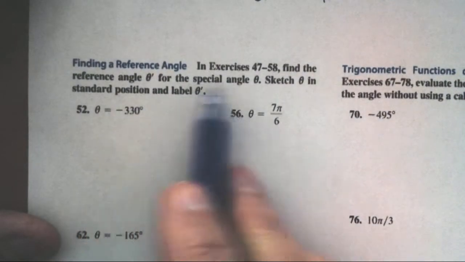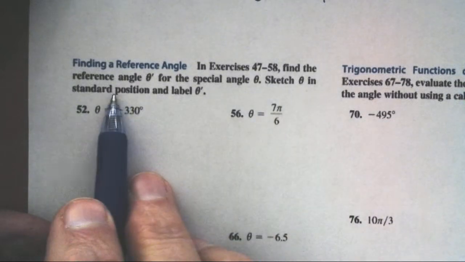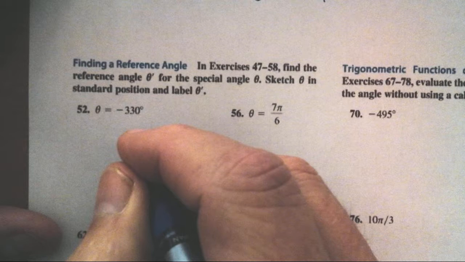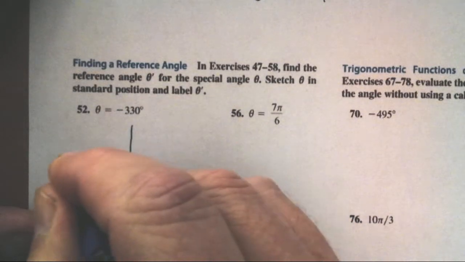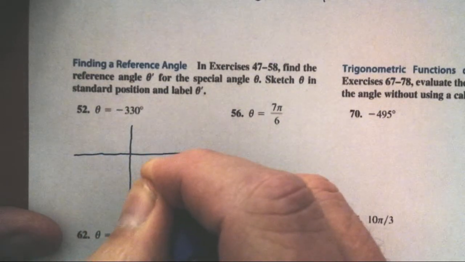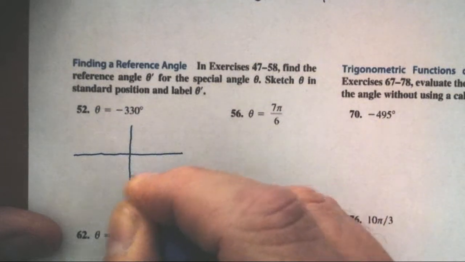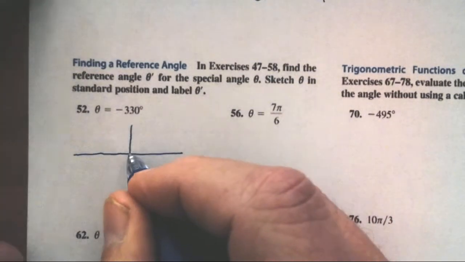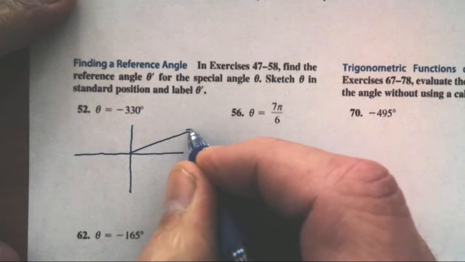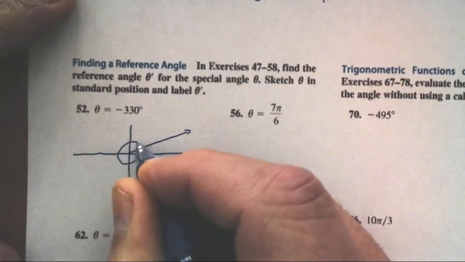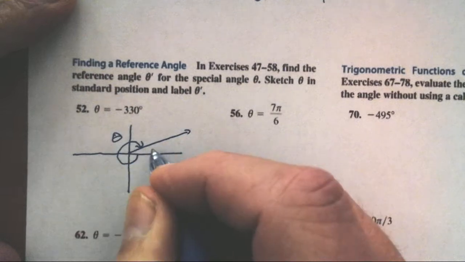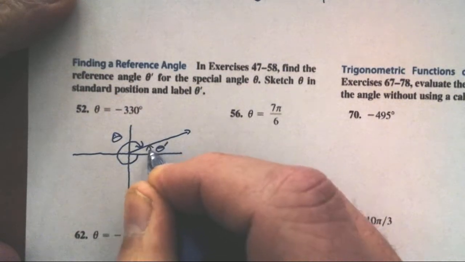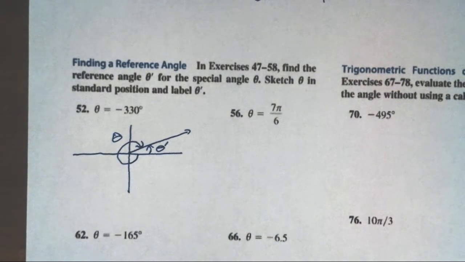Find the reference angle theta prime for the specified angle. Sketch theta in standard position and label theta prime. So -330 degrees spins us around a whole way backwards, that would be -360. So we're 30 degrees short. Looks something like this. Here is theta. Here is theta prime. It's just this little angle.